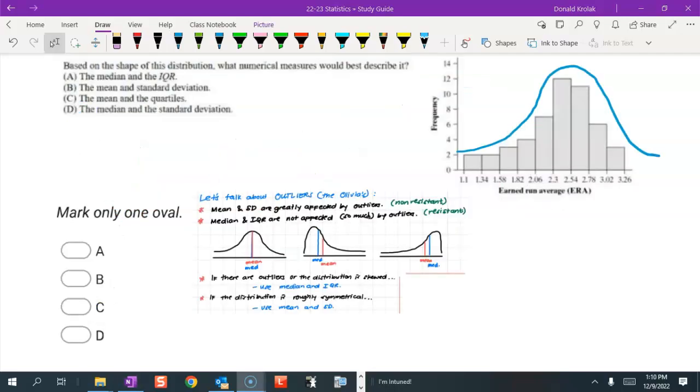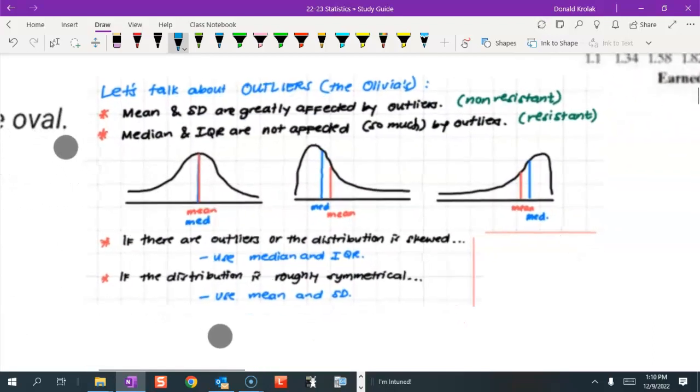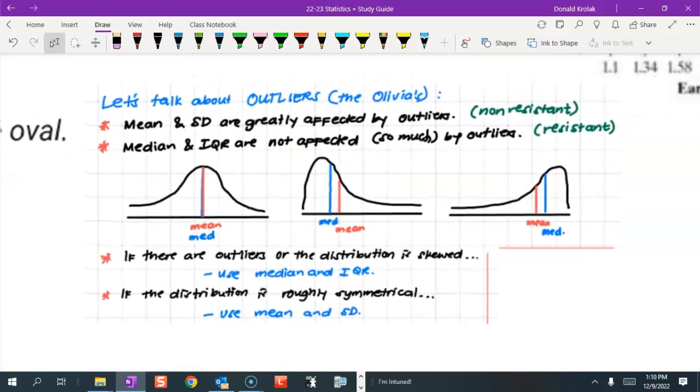All right, based on the shape of the distribution. So we've got a distribution here that is skewed to the left. Which numerical measures would best describe it? Well, if you look down here, you've got measures that deal with the center, which are your median and your mean. And then you've got measurements that talk about the variability, how spread out it is. That's the standard deviation and the IQR.